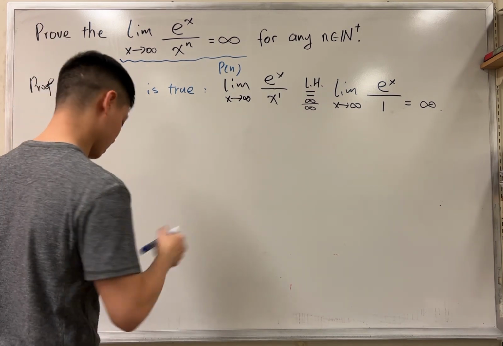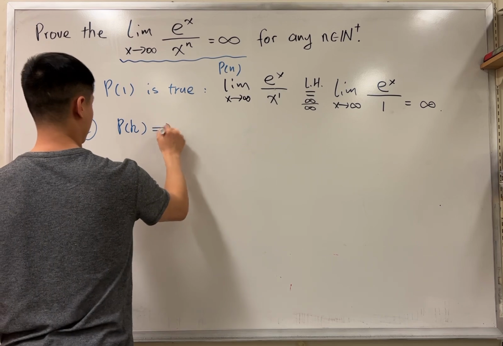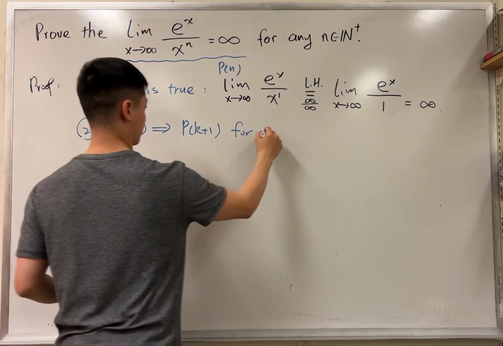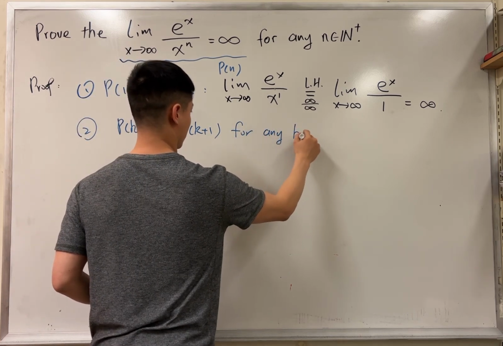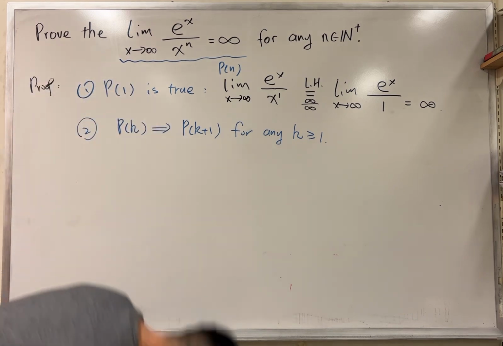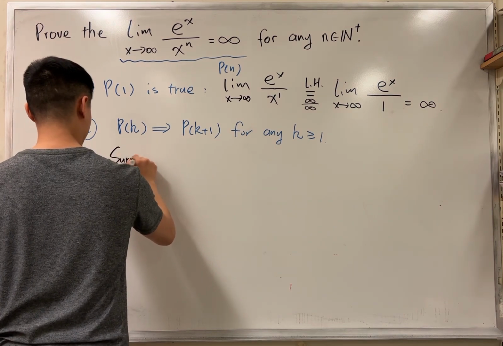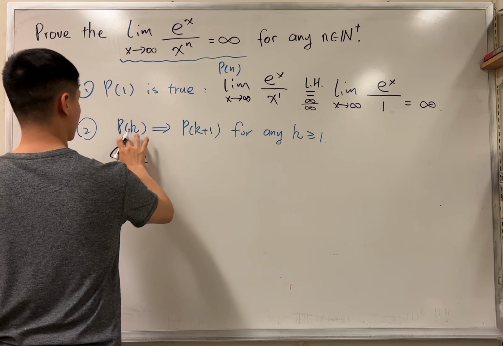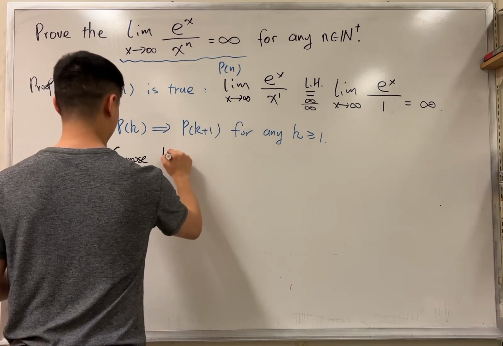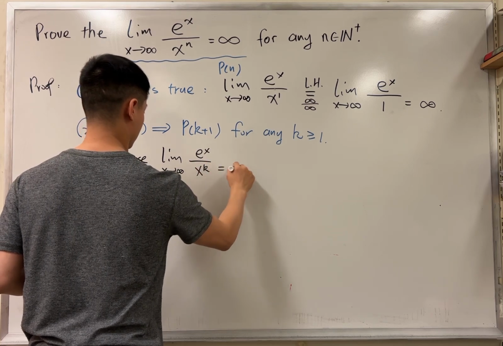Next step, we're going to show that P of k implies P of k plus 1 for any integer k greater than or equal to 1. What does that mean? Let's write out a sentence. We need to suppose that this is true, which means the limit is infinity when n equals k. So we suppose e to the x divided by x to the k is infinity.